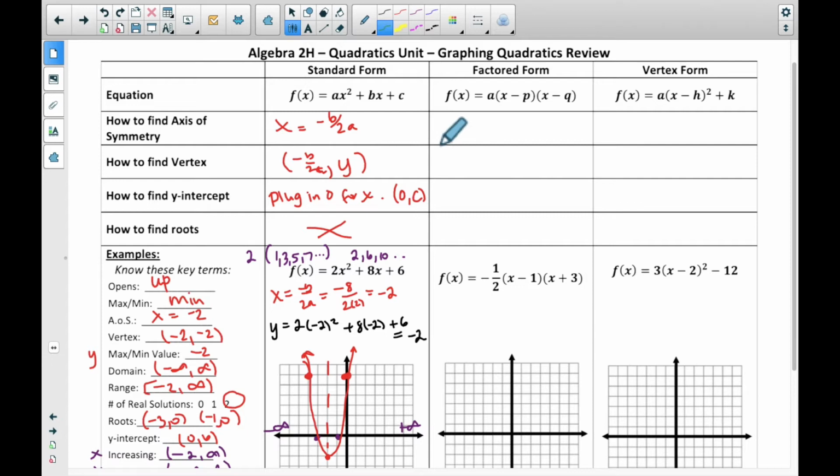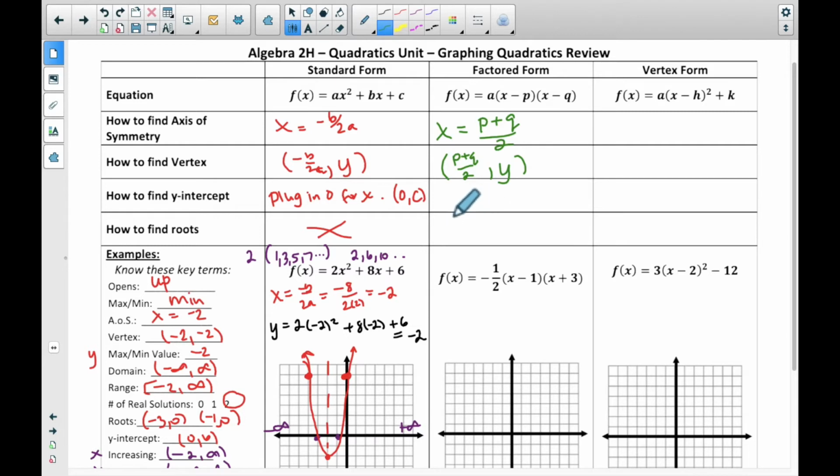For factored form, the axis of symmetry is you average the P and the Q. Now, you have to make sure that you remember these are supposed to be a minus sign, and so we'll talk about that in our example, but that is a positive P and that's a positive Q. Now, to find our vertex, what we do is we use that P plus Q over 2, and whatever we get for it, we plug it in to the original equation, and we get our y value. And again, we will work through an example.